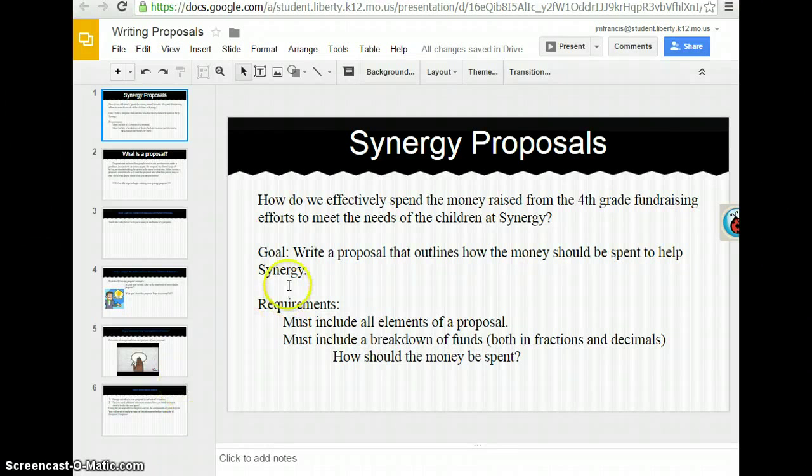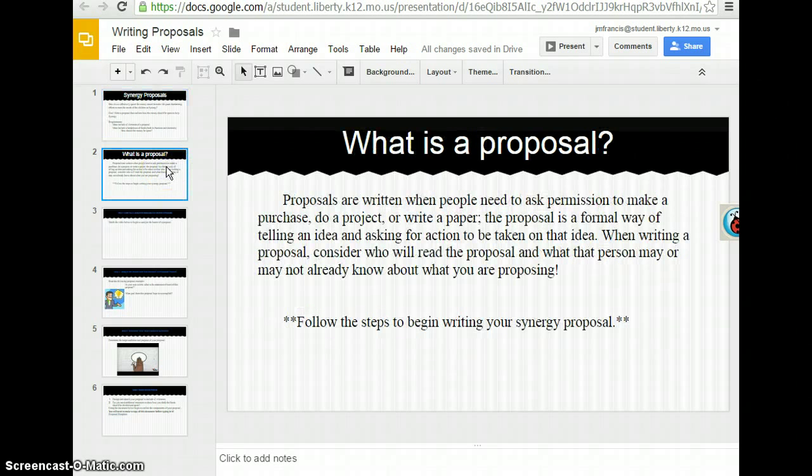At this point, you should have gone through the first 2 slides that go along with writing proposals. Your first slide talked about specifically what you're going to be looking at with regards to synergy. Your second slide talks about what a proposal is. And then at the bottom of that slide it says follow the steps to begin writing your synergy proposal.